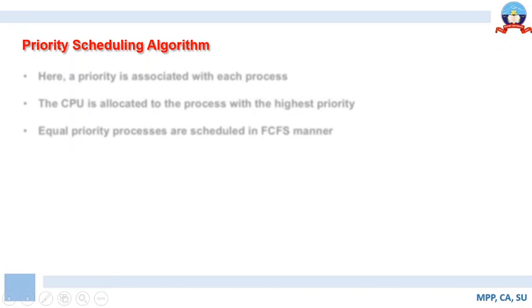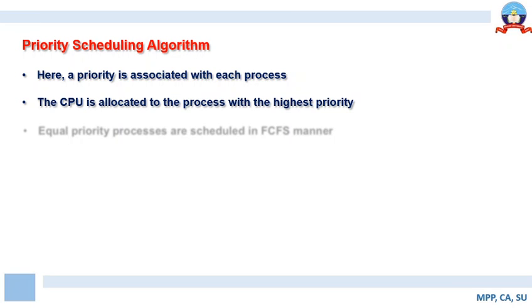So, priority scheduling is a scheduling technique wherein a priority value is associated with each and every process. Again, I'll repeat it. A priority value is associated with each and every process, and the CPU is allotted to the process with the highest priority. So a process among all the processes that has the highest priority will be assigned the CPU first. If there are processes with equal priority, then the FCFS scheduling algorithm is used for selection of the process for allotment of CPU.